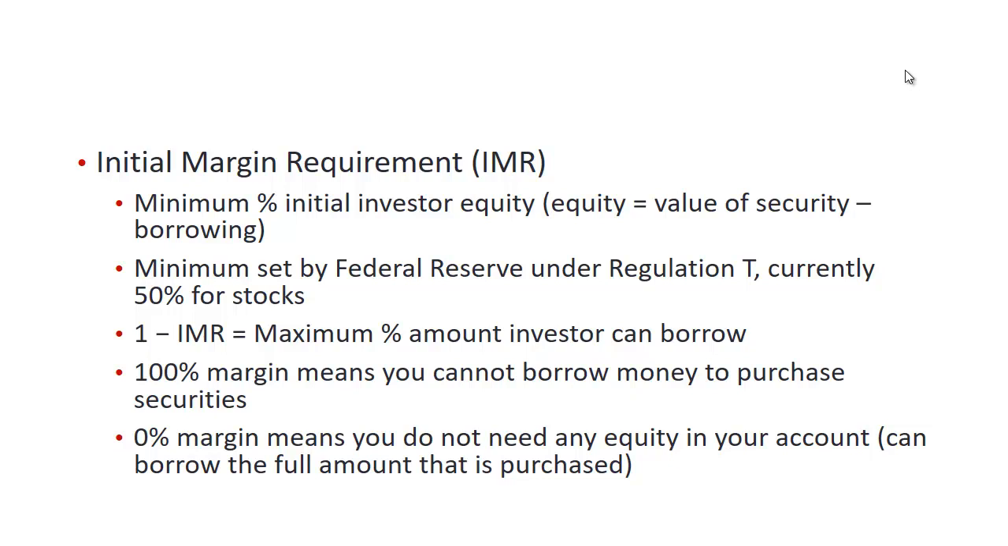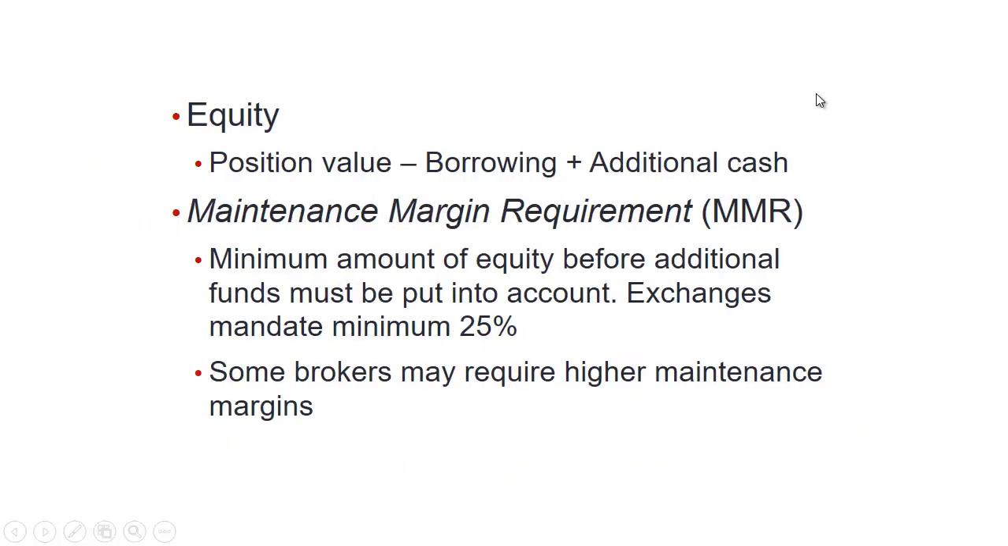So if you saw 100% margin, what this means is you can't borrow money to purchase securities. It has to be a cash transaction. 0% margin, on the other hand, means you don't have to have any equity in your account. That is, you can borrow the full amount that is purchased. Now, this would seem a little bit silly and actually would be incredibly risky because people with absolutely no money could own an infinite amount of stock.